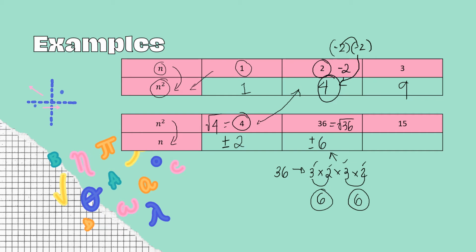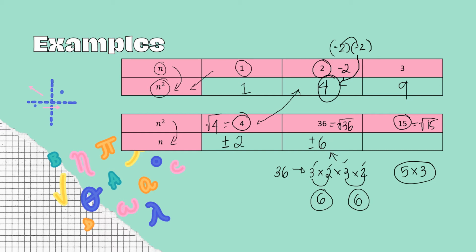And for the last one, 15. So what is the square root of 15? You need to find two numbers that when you multiply, it would give you an answer of 15, that is a perfect square. So if you think about it, the factors of 15 are 5 and 3. So 5 and 3 are both numbers that are different from each other. So they are not squared. So there is no number that is the same.